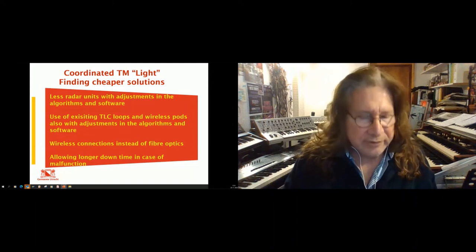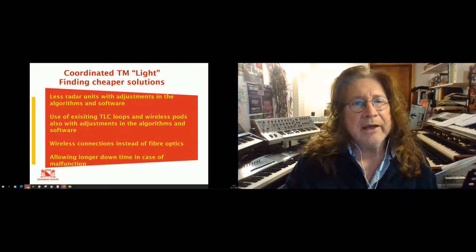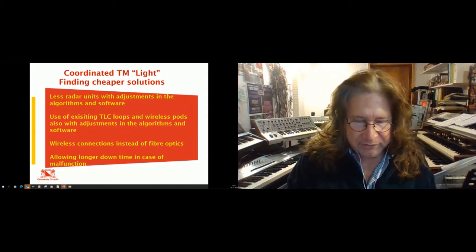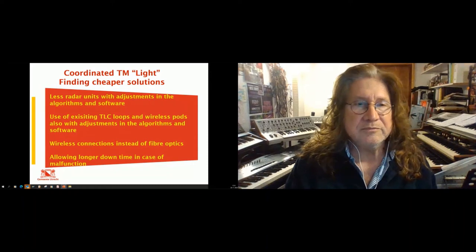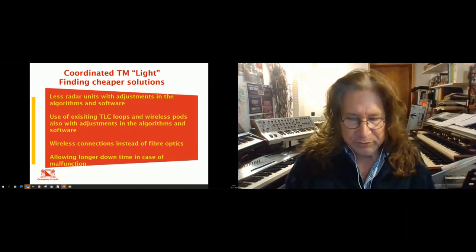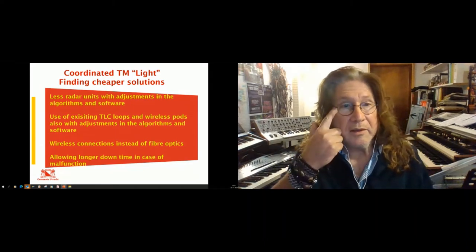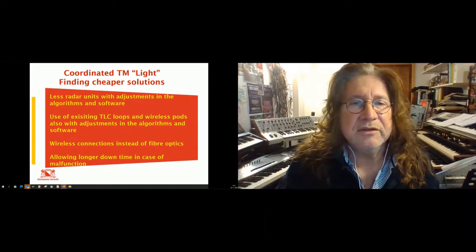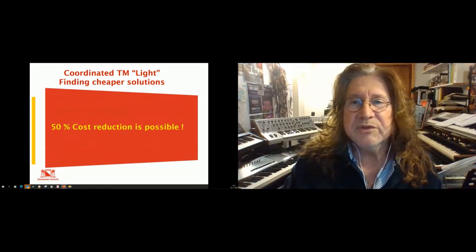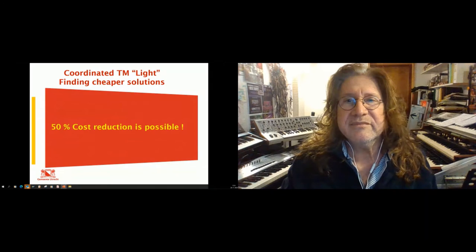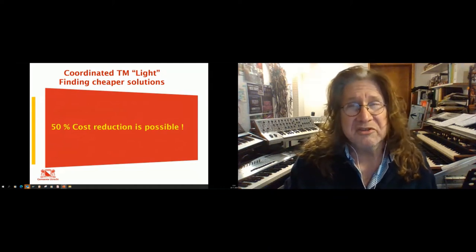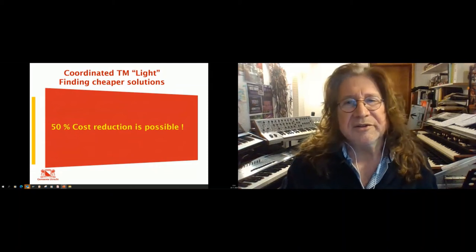And what is also a very big cost reducer is if you allow a longer downtime of parts of the system in case of malfunction. We really wanted to have an immediate response when parts of the system were down, or when a radar was down or something like that. And this really gives big expenses. So in the end, we managed to get a real 50% cost reduction, in the investment as well as in the maintenance. Okay, so this is what we did in the last year, actually the last six or seven months during COVID time.